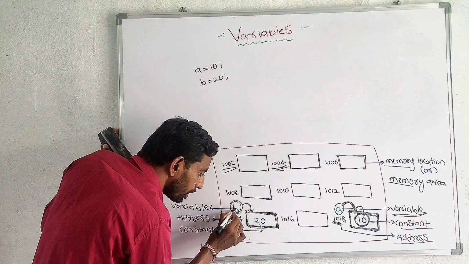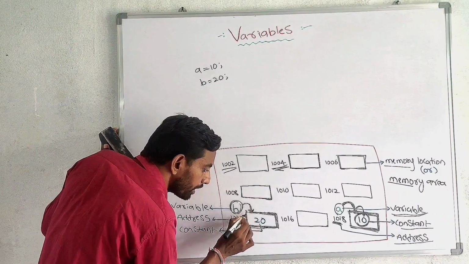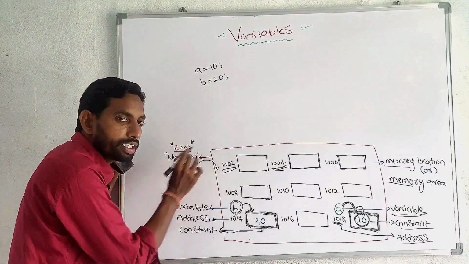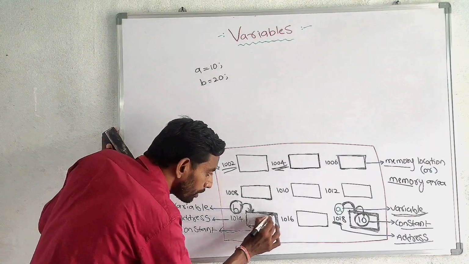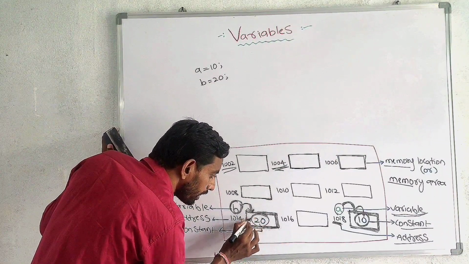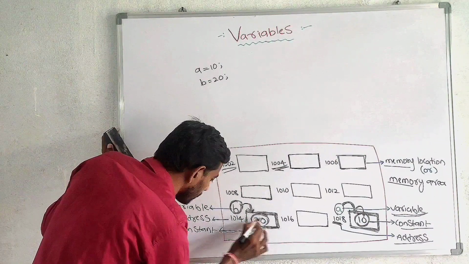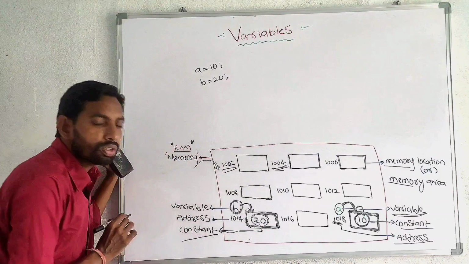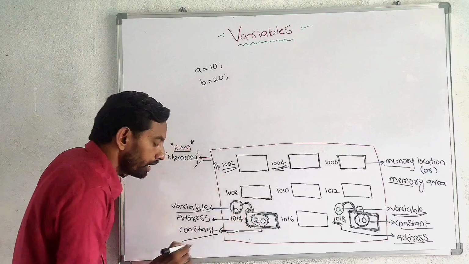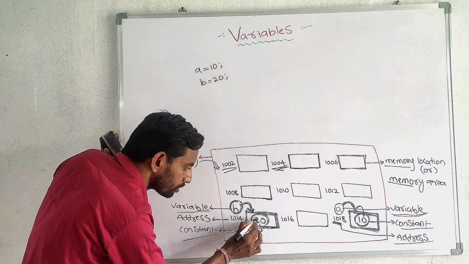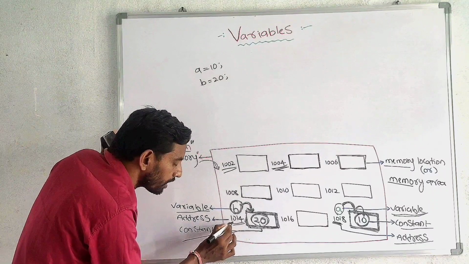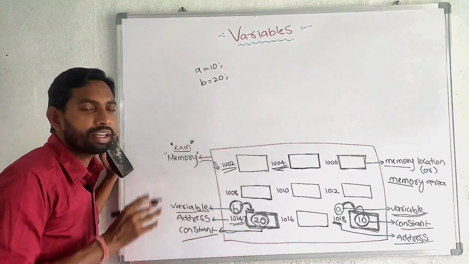B is a variable name given to this memory location or memory area inside this memory. In this memory location, we are storing a constant value, 20. So B is a variable name given to this memory location or memory area, 20 is a constant stored into it, and 1014 is the address allotted to this memory location or memory area.